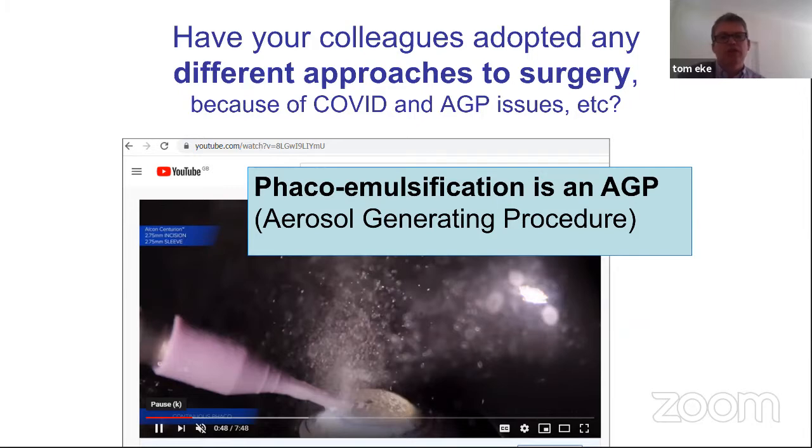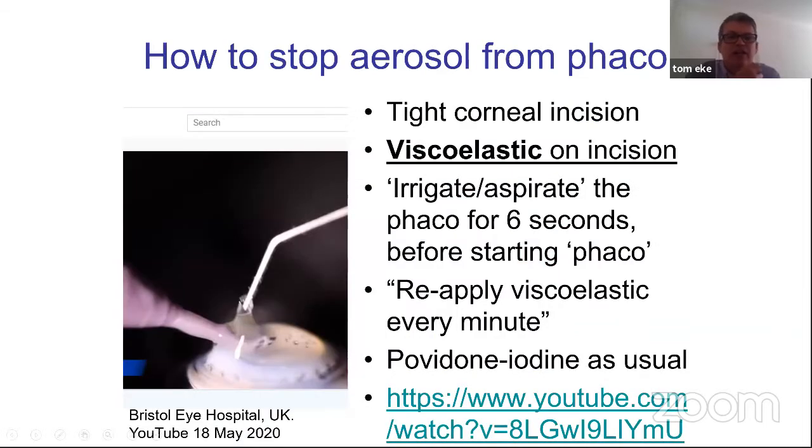Just to follow on from what Girish was saying about phacoemulsification, there was a lot of argument about whether it is aerosol generating or not. There's a very good video on YouTube, with the link on the next slide, done by Bristol Eye Hospital people, which shows that yes, phaco is aerosol generating, but it's just the fluid from the irrigation aspiration which is generated. So if you have a very tight corneal wound and you put viscoelastic on the wound, that will stop all the spray from coming up. If you really want to be careful, you can do irrigation aspiration on the phaco probe first for 6 seconds, which removes all of the aqueous from the anterior chamber. But as Girish says, we're not expecting much virus in the aqueous anyway.